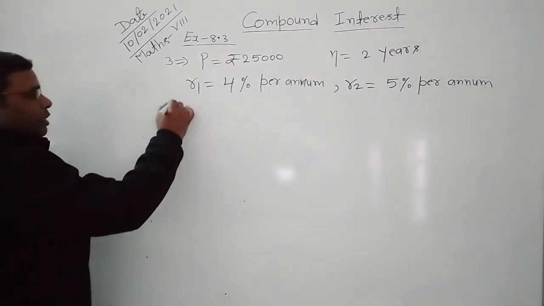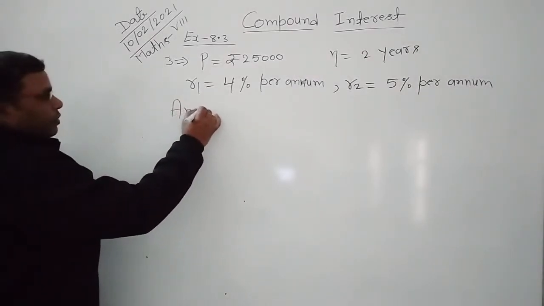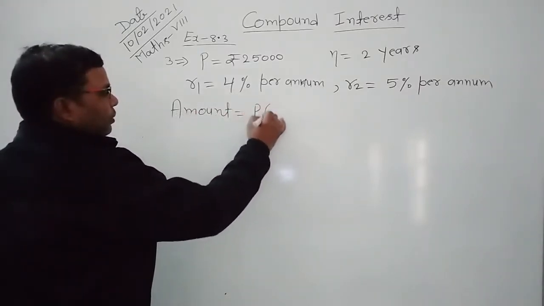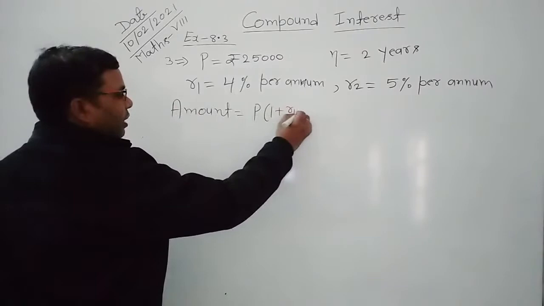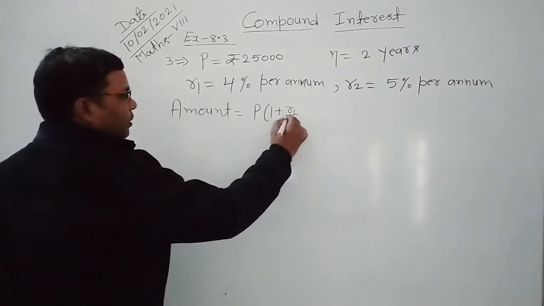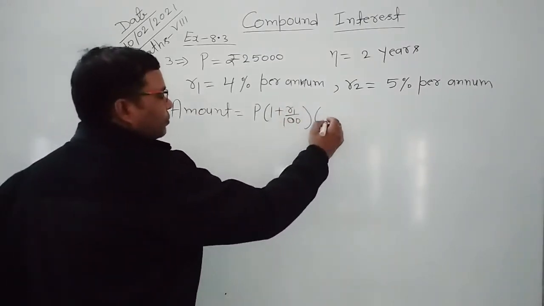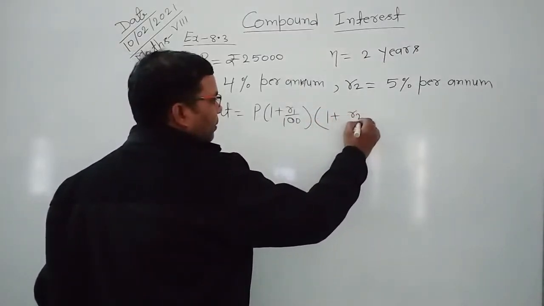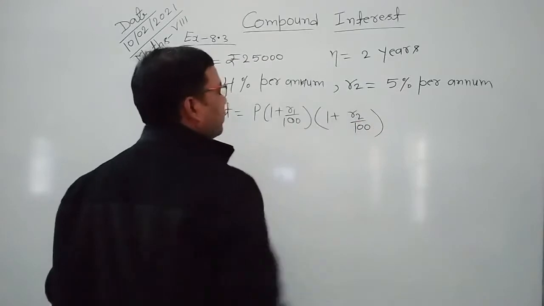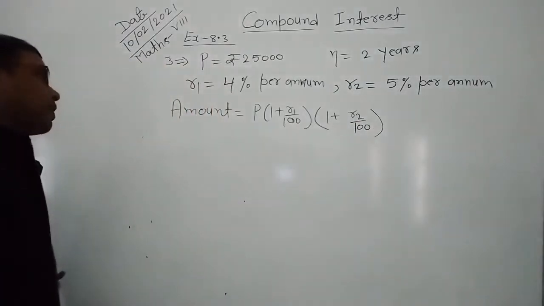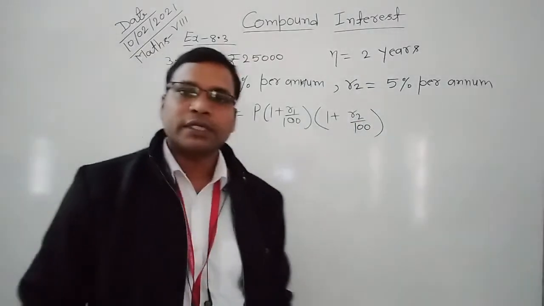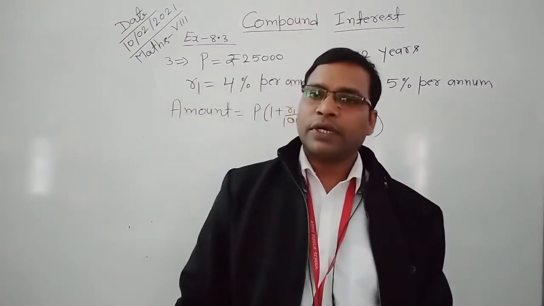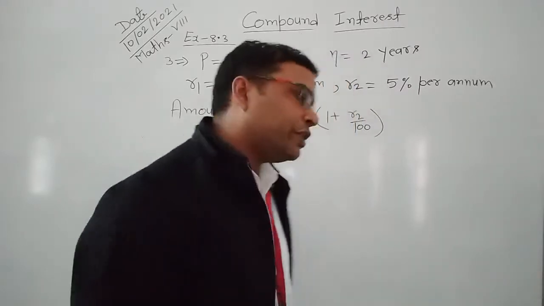For such questions we use this formula to find the successive amount: amount is equal to P into (1 plus R1 upon 100) into (1 plus R2 upon 100). Suppose, student, we are given time of 4 years and the rate is also given different for each year, so we use this formula.